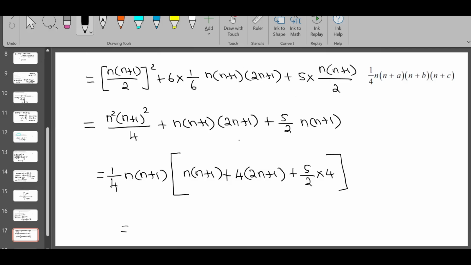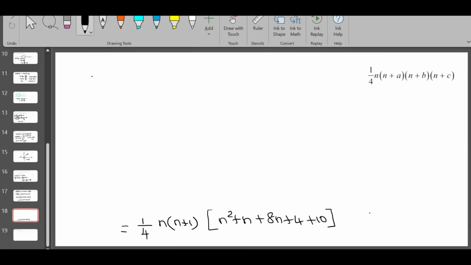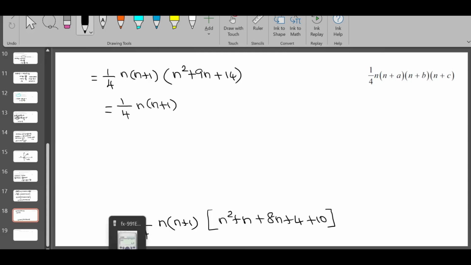So it's going to be 1 over 4 n times (n plus 1) times, here open the bracket, n squared plus n, open the bracket, 8n plus 4, this is going to be 10. So it's 1 over 4 n times (n plus 1) times (n squared plus 9n plus 14). And then factorize the quadratic. You can use your calculator to get the two values.